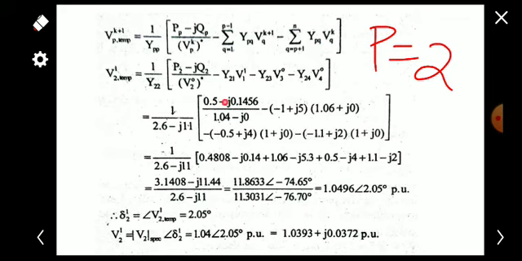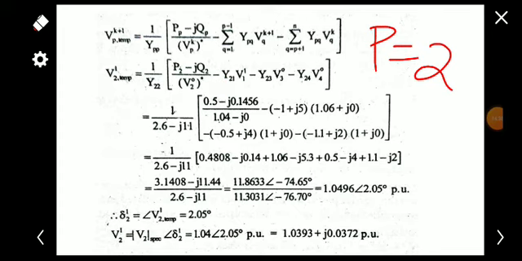So the equation for the voltage V2 temporary is this one, and we substitute the values here. Okay, and we will get the V2 temporary value like this. Here the equation seems like the reactive power equation, but there is a difference between the reactive power and voltage equations.